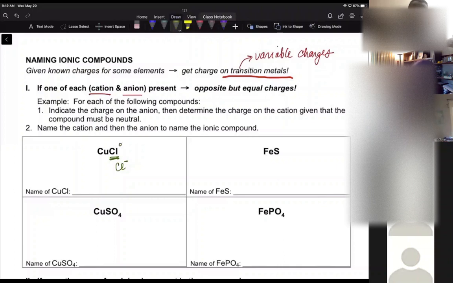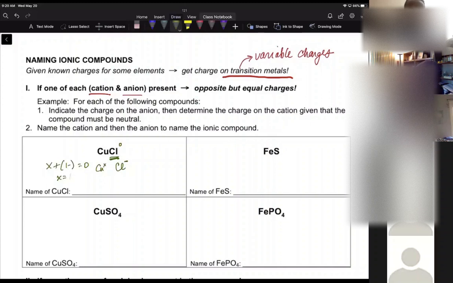So the charge on copper, that could be X. And then we have the chloride is a minus equals 0. So what must be the charge on copper? 1 minus. And I'm writing it in parentheses to really show that's the charge I'm looking at.